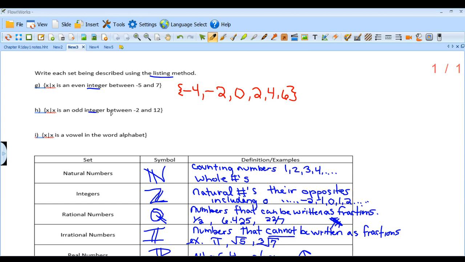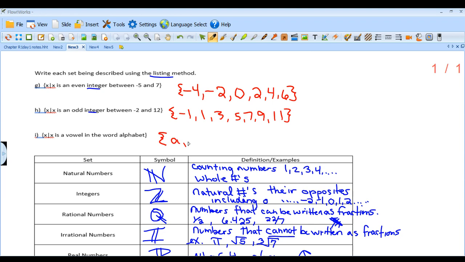Next, let's find the set of all x values such that x is an odd integer between -2 and 12. Well, if I'm looking for odd numbers between -2 and 12, -1, 1, 3, 5, 7, 9, and 11, as far as we can go. Can't pass 12. Why don't you try this one on your own and pause the video right now.